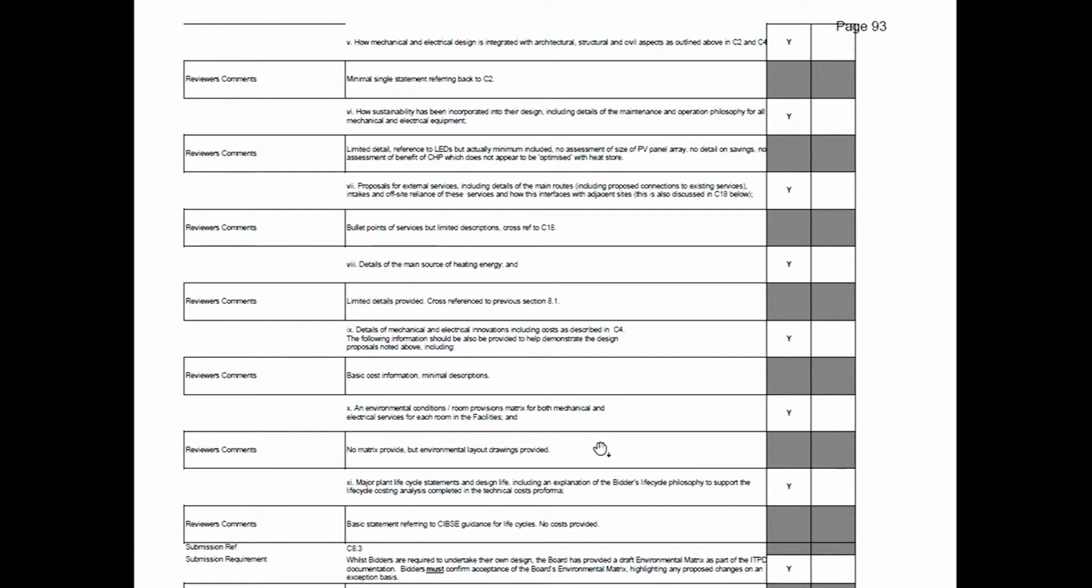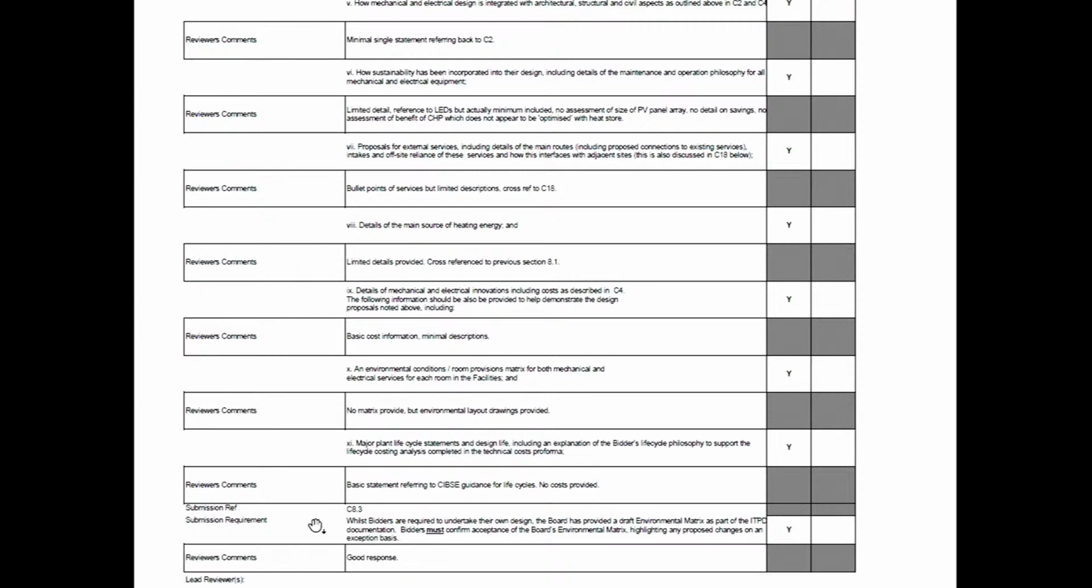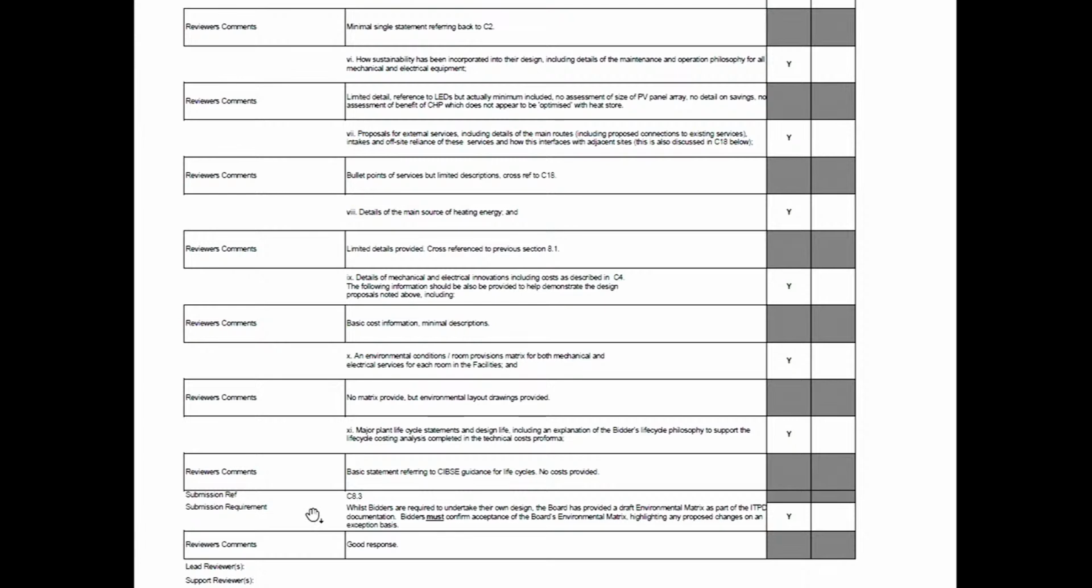And then if we look onto the next box, major plant life cycle statements and design life, including an explanation of the bidder's lifecycle philosophy to support the lifecycle analysis completed by the technical pro forma costs, basic statement referring to SIBSI guidance for life cycles, no cost provided. And then after that, we see C8.3. Whilst bidders are required to undertake their own design, the board has provided a draft environmental matrix as part of the ITPD documentation. Bidders must confirm acceptance of the board's environmental matrix, highlighting any proposed changes on an exception basis.